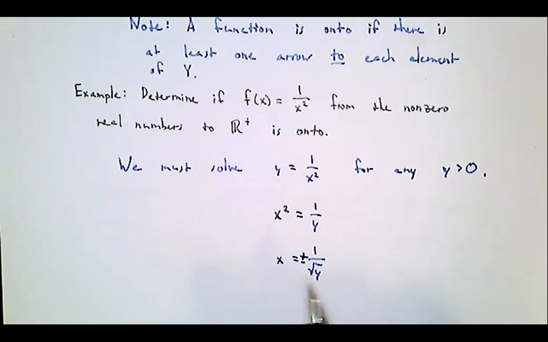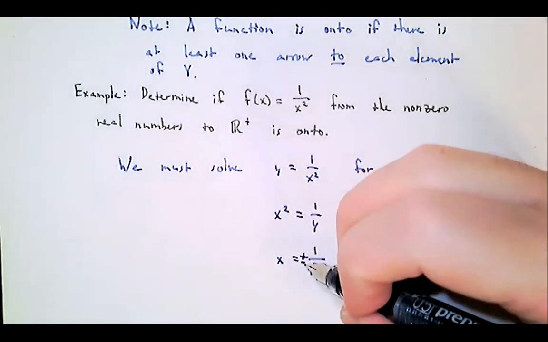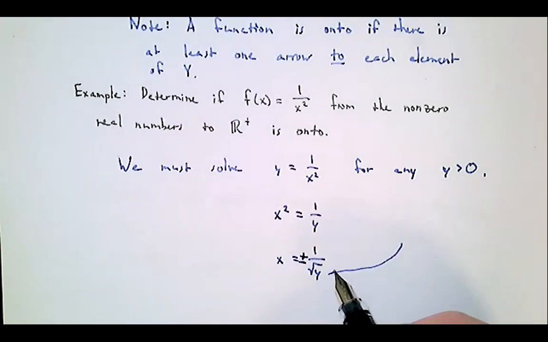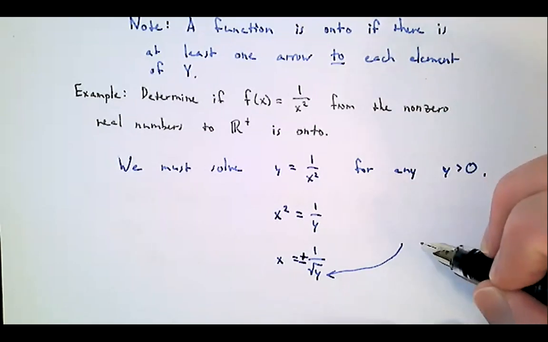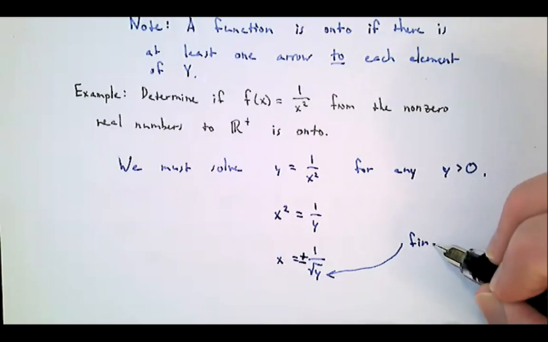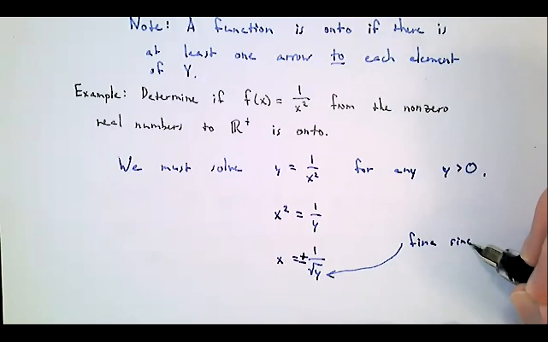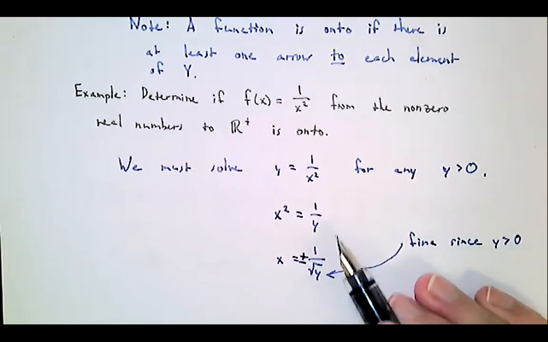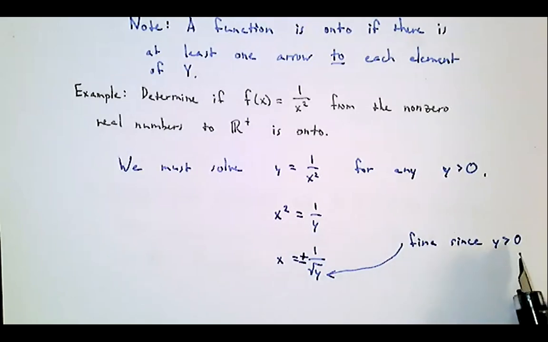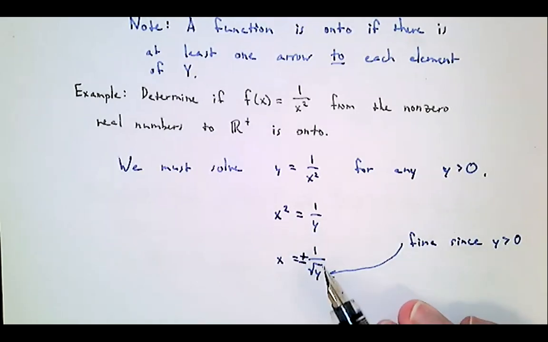So just like when you have to take square roots in your previous math classes, we do have to worry about this plus or minus thing. And we know that this is allowed, that we're able to take a square root and divide by y, because we know that y is greater than 0. So it's not going to be 0. We don't have to worry about dividing by 0. And we don't have to worry about taking the square root of a negative number. So the square root is okay.